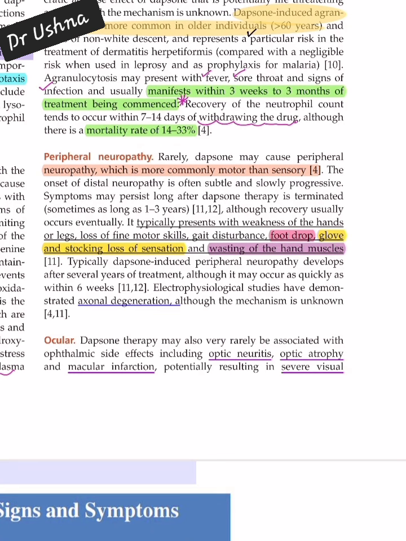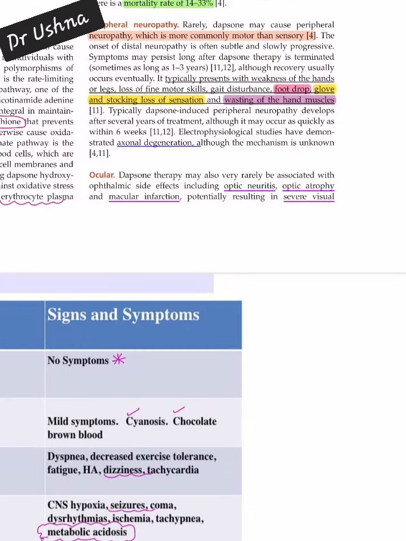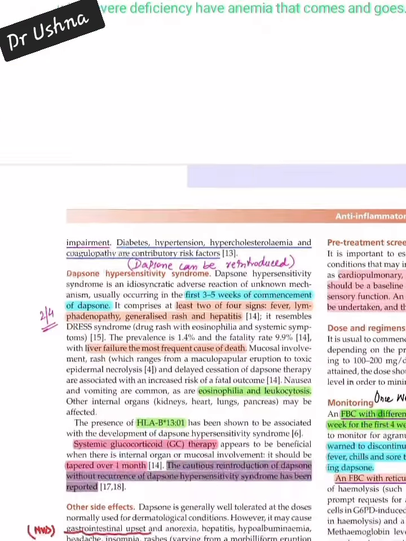The next important side effect is peripheral neuropathy. It is going to be motor rather than sensory, in the form of foot drop, glove and stocking sensation, and wasting of the small hand muscles. So it is an important side effect of dapsone as well. In the ocular side effects, there is going to be optic neuritis, optic atrophy, and macular infarction.